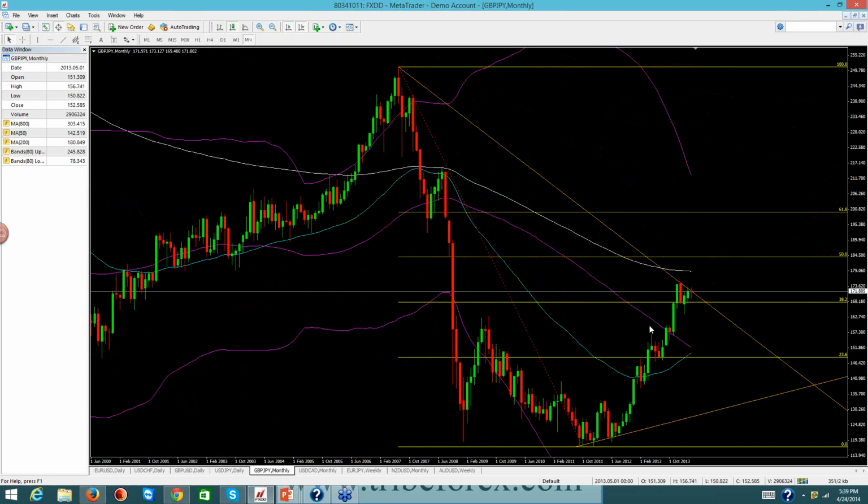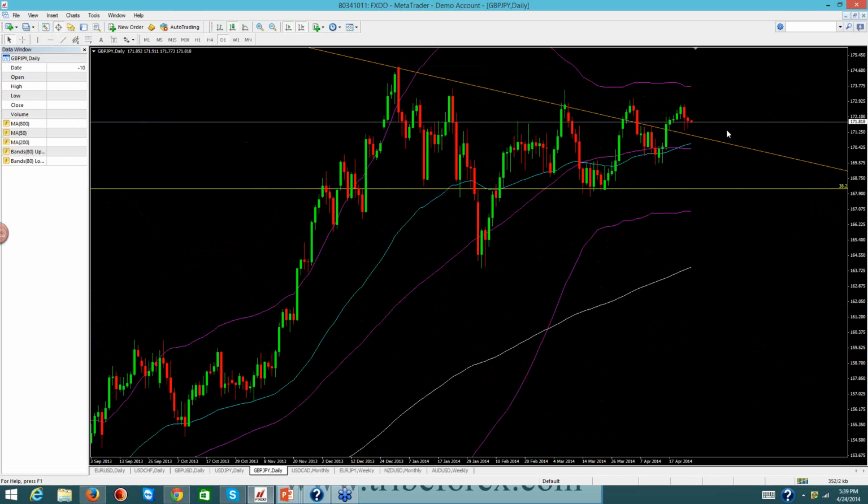Pound yen, same thing. We're at the top of a range here, and that top has held for the time being. So let's take a look at where price can go here on the pound yen. Basically, you can see that we have been in a consolidation. Price is moving side to side. We've got a range here.